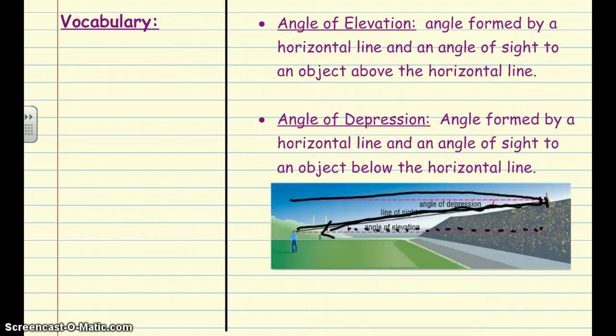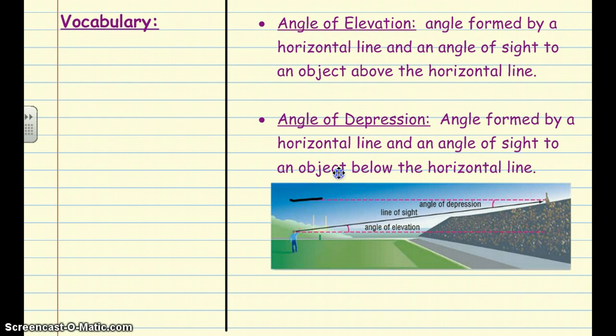So let's take a look at two vocabulary terms. The first one is angle of elevation. An angle of elevation is formed by a horizontal line and an angle of sight to an object above it. So looking at where this person is standing, here's that horizontal line. And if you think of something that elevates, it goes up. So here's our angle of elevation for that one.